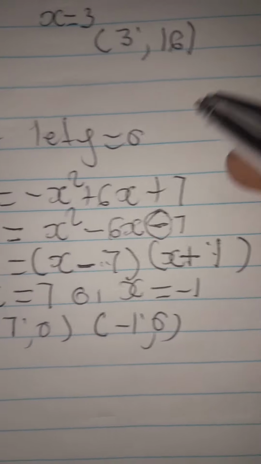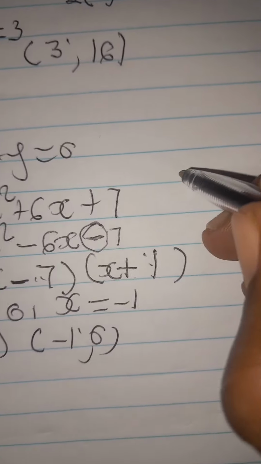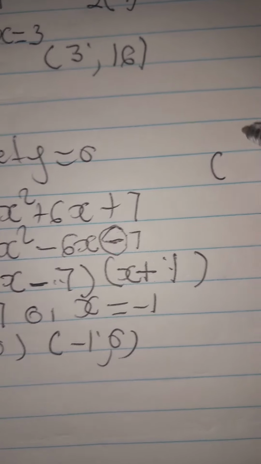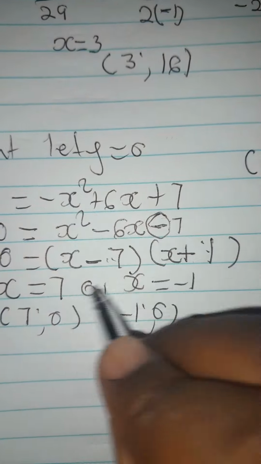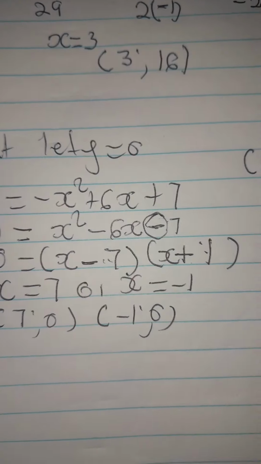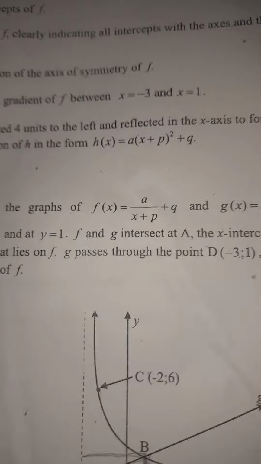To find the y-intercept, you place 0 for x. Your y-intercept will be (0; 7), because 0 squared is 0, 6 times 0 is 0, and 0 plus 7 is 7. So we're going to have (0; 7).